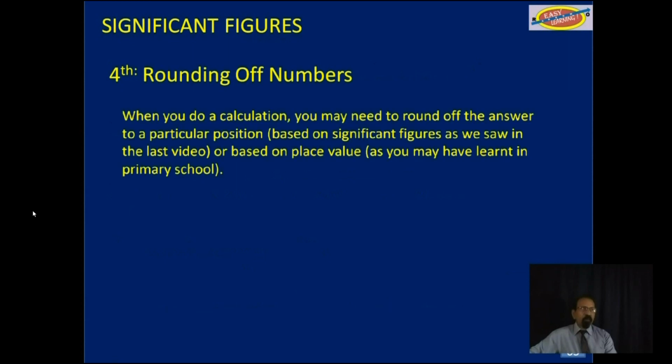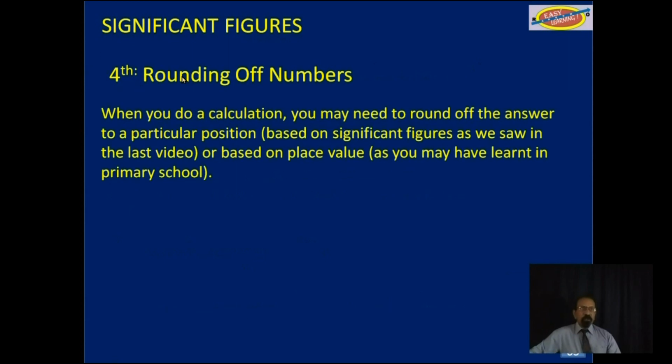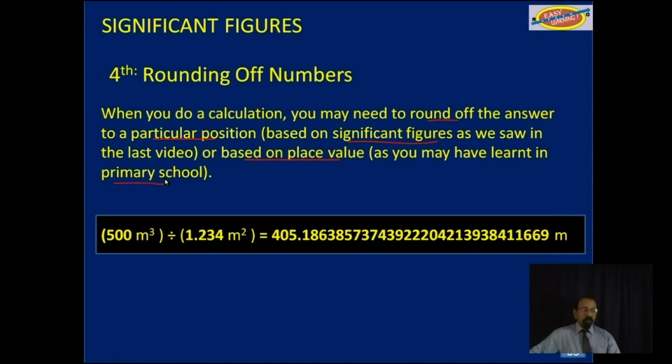Rounding off. When you do a calculation, you may need to round off the answer to a particular position, as in the case of significant figures that we saw in the last video, or based on place value, which you may be given, and you may have learned to do that in primary school. Recall from the previous video, we said that if you had to divide 500 cubic meters by 1.234 square meters, you put that in your calculator. At least in the calculator I have in this computer, I get this answer.